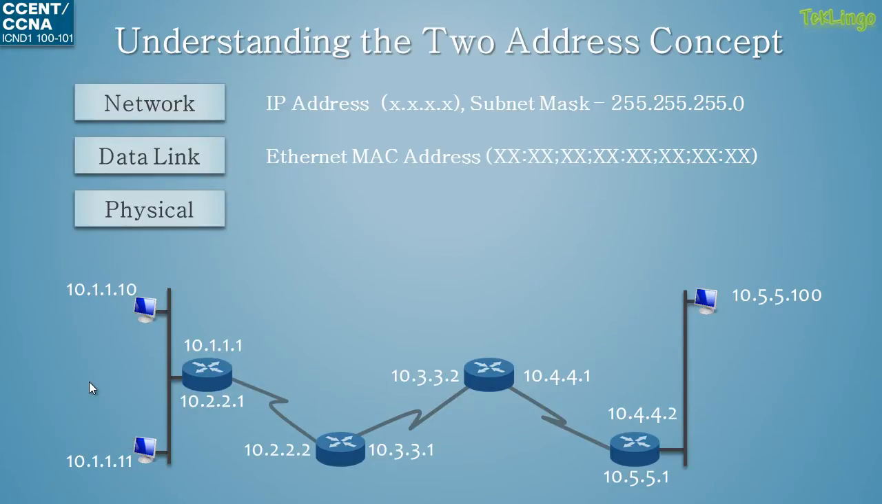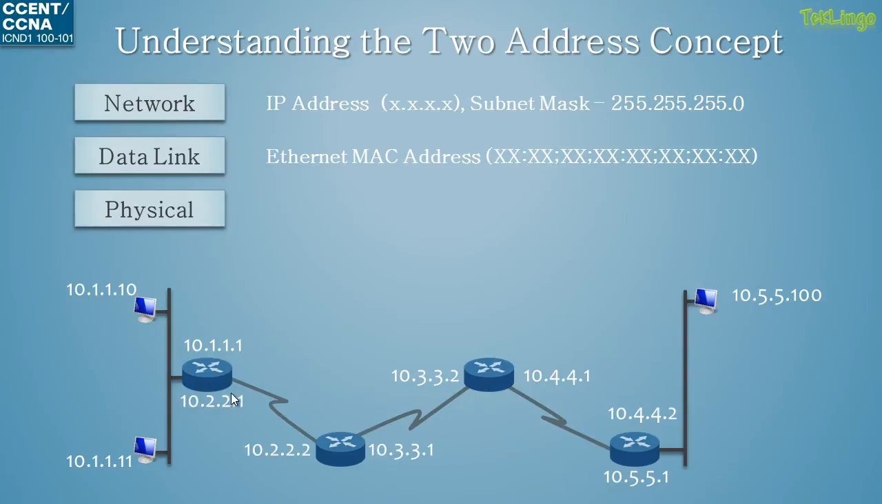Now let me explain how network communication happens externally. For example, let's say 10.1.1.10 wants to communicate with computer 10.5.5.100, which is on the other network. In this case, you can see that the computer 10.5.5.100 is a couple of routers away on a different network. So once we leave your home network, you are moving into a new network which is the 10.2.2 network.